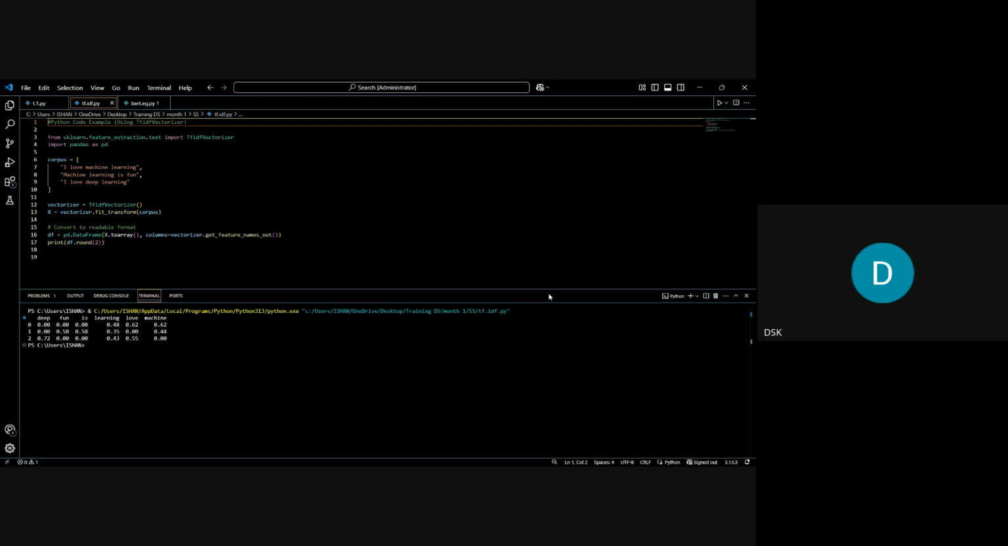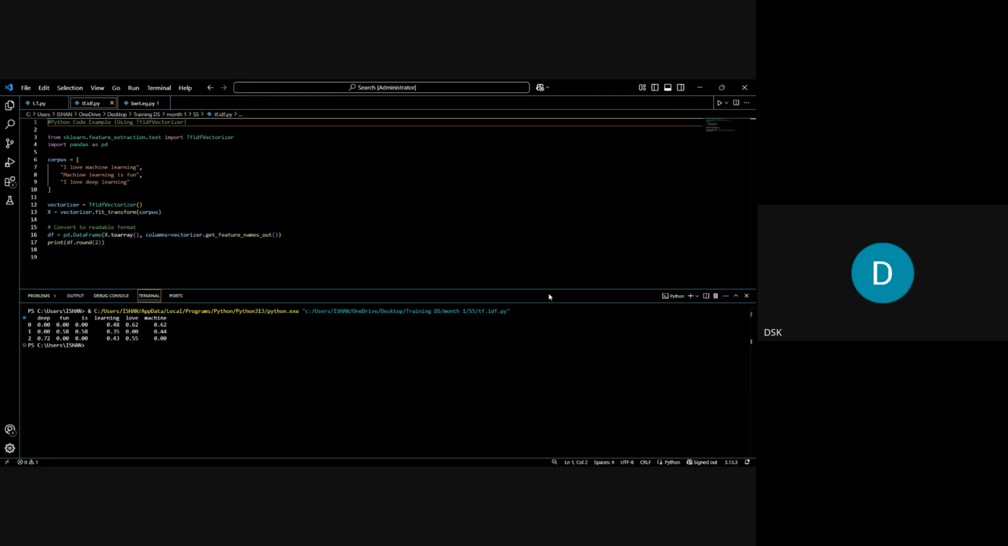So as you can see in the terminal output breakdown, each row is equal to one sentence document and each column is equal to a unique word, and each value is equal to the TF-IDF score, and the TF-IDF score is calculated as term frequency into inverse document frequency, right?